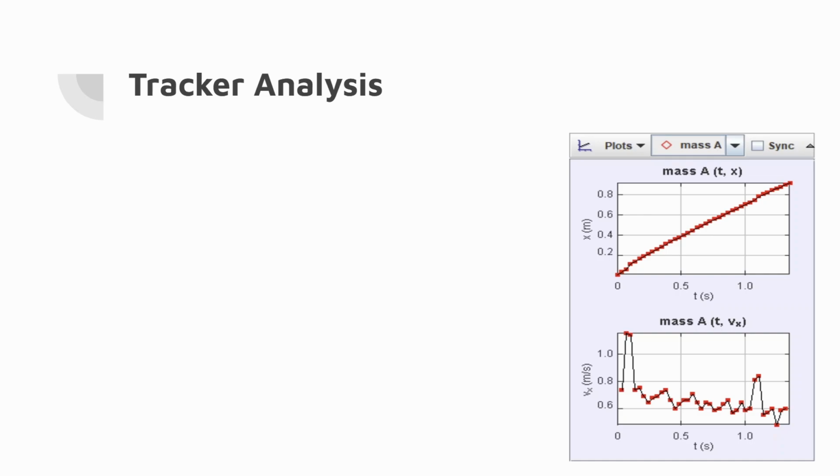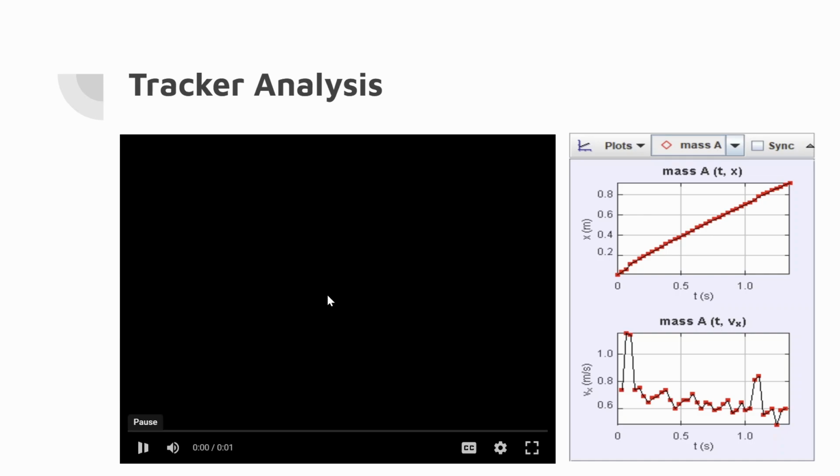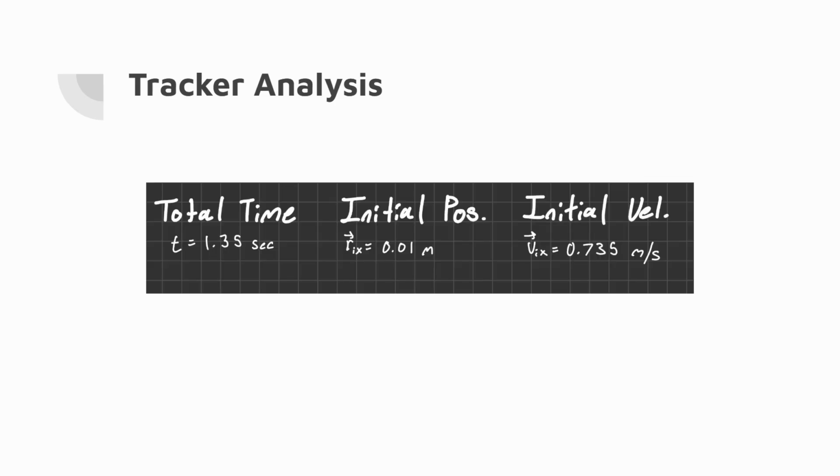Now the Tracker analysis shows the marker frame by frame across the table, and you can see from these graphs right here, position and velocity, that we were able to collect all the data throughout the time that the marker was rolling across the table. From the video, we saw that the total time it took for the marker to roll across the frame was 1.35 seconds. The initial position was 0.01 meters in the x direction, and the initial velocity was 0.74 meters per second in the x direction.